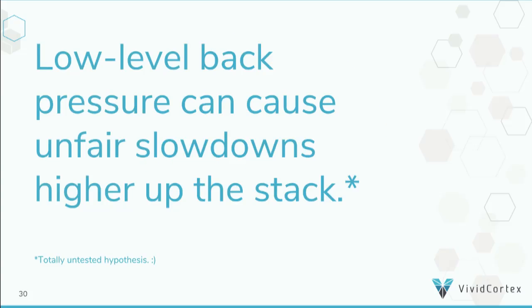So here's a hypothesis that I have. It's not really well tested, but we can actually do that testing. My claim is that low-level back pressure can cause unfair slowdowns higher up the stack. And this is not just a dumb hypothesis. This actually happens in a different kind of system. So this actually happens in TCP networks.